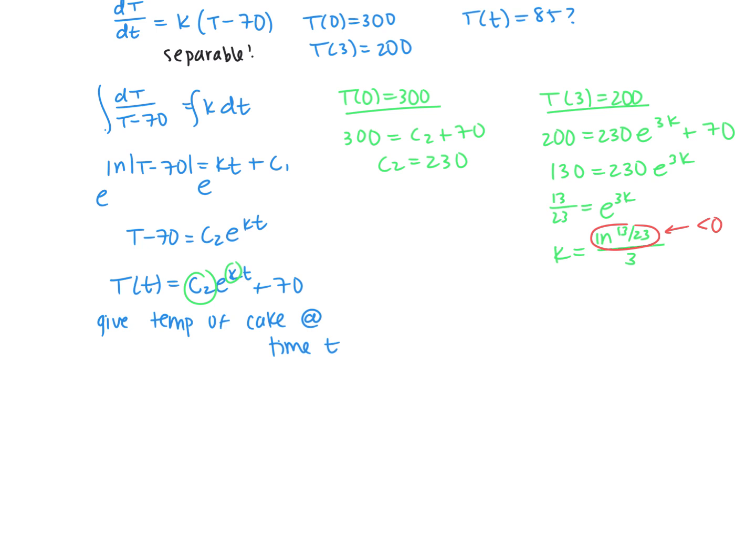Okay, so where does this leave us currently? Now our equation becomes T of t is equal to 230 e to the natural log of 13/23 all over 3 t, plus 70. Okay, so now finally we can actually answer the question. We want to know how much time it will take for the cake to get to 85 degrees. So we're going to set all of that equal to 85.